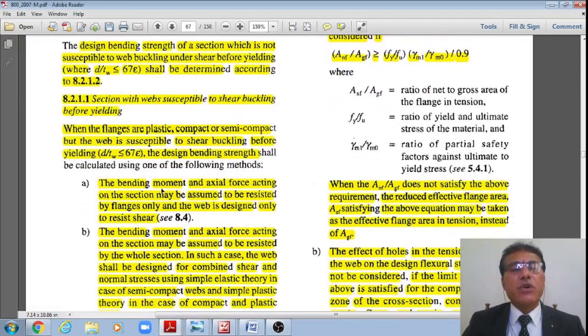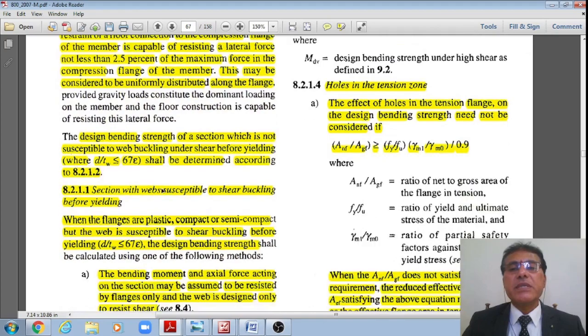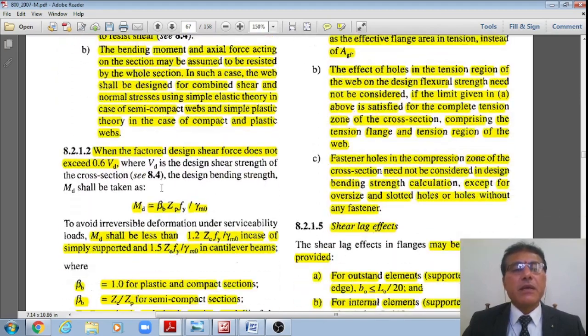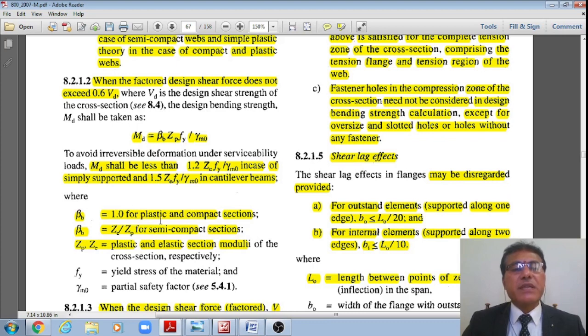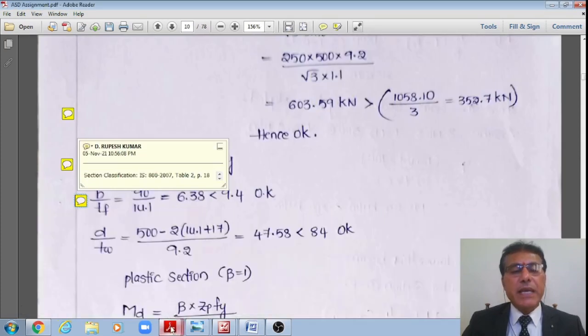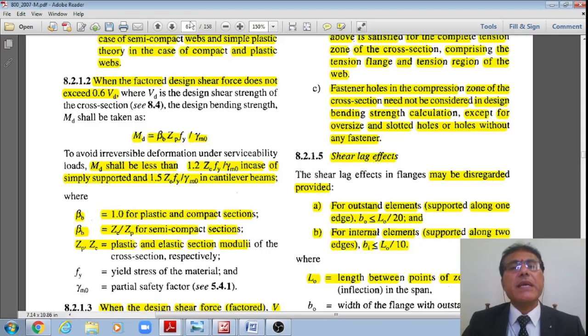This formula we have just seen, students, where it requires the section classification, whether the section is plastic, compact or semi-compact. Therefore, I need to go to this page 18. Let me go to page number 18.